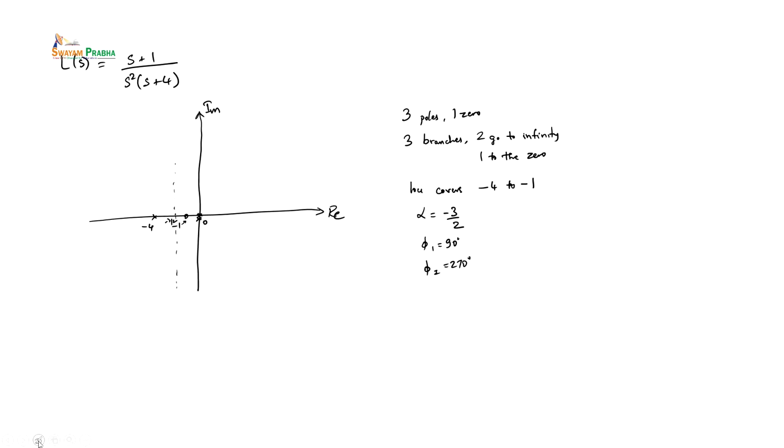So now if we consider one root locus starting from 0, we will go along the positive asymptote. Similarly, another one starting from 0, we will go in a symmetric fashion to the 270 degrees asymptote, and then here we will start from minus 4 and go to the zero at minus 1, and so we have completed our root loci.